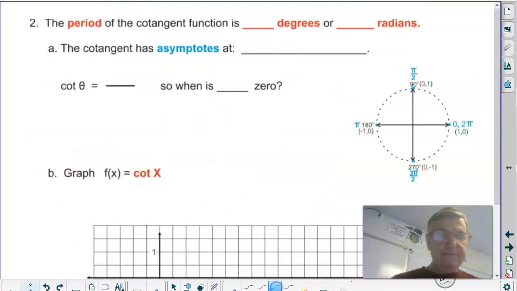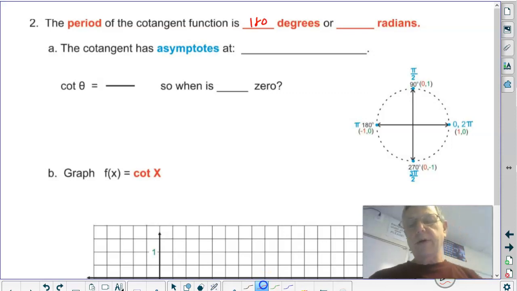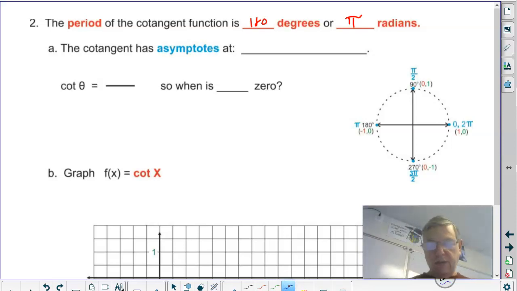All right, so that's the tangent. What about the cotangent? So the cotangent, you've got the same scenario going on. You still have a 180 degree period, or pi radians. Where are we going to have asymptotes here? Okay, well remember, the cotangent is the adjacent over the opposite, right? The adjacent over the opposite, or in a Cartesian plane, it's the x divided by y.